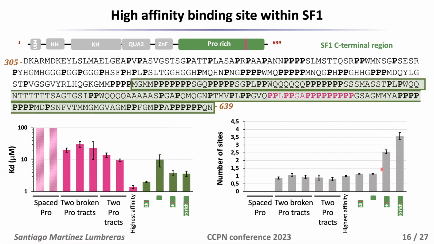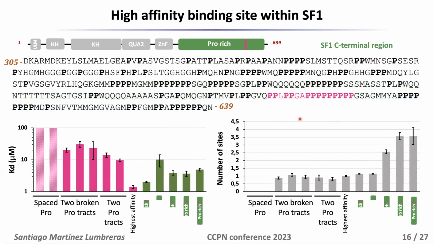And if we keep increasing the length, we have the same situation until we do the titration with the whole C-terminal part of SF1. So we conclude that this is the binding site of PRP40 within SF1, but there is some promiscuity, with one order of magnitude difference in affinity to other regions in the C-terminal part.